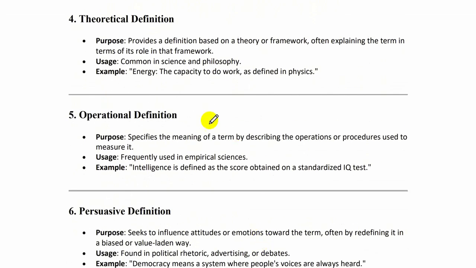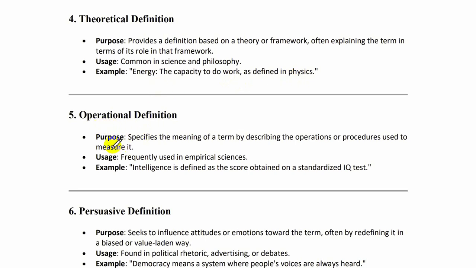Theoretical definition provides a definition based on a theory or framework, often explaining the term in terms of its role in that framework. It is commonly used in science and philosophy. For example, energy: energy is defined as the capacity to do work, as defined in physics. So this is a theoretical definition.